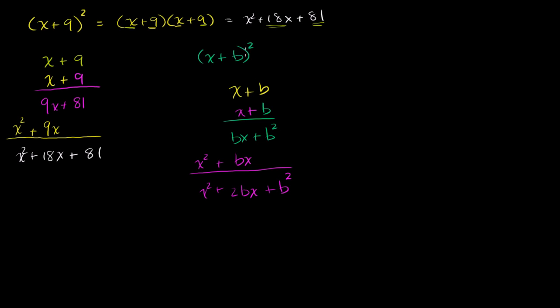So given that pattern, let's do a bunch more of these. And I'm going to do it the fast way. So 3x minus 7 squared. Let's just remember what I told you. And don't just remember it. You should always have in the back of your mind why it makes sense. If I were to multiply this out, do the distributive property twice, you know you'll get the same answer.